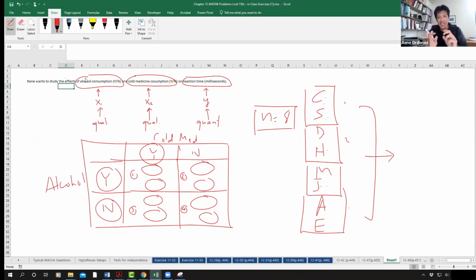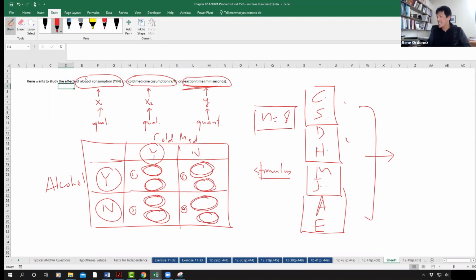So after I have administered the alcohol and cold medicine to the test subjects, maybe after 30 minutes, I will give everyone a stimulus. We'll provide some stimulus and then see how quickly or how slowly they react to it. Okay, so do you follow the example so far? So that would be the reaction time, and this reaction time I will record for all of these 8 subjects.